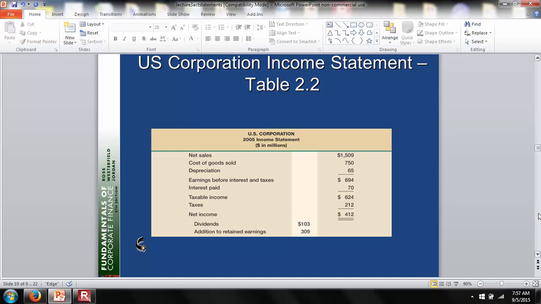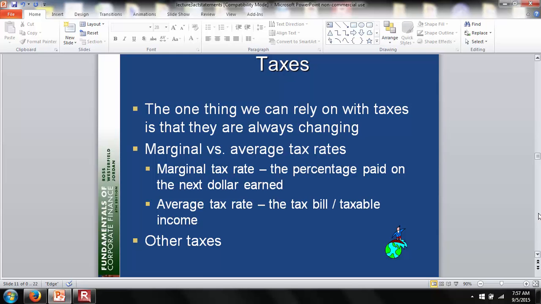So sometimes people refer to that as the payout ratio. Out of the 412 million in earnings, 103 is being paid out as a dividend. So basically here we are saying that 25 cents on the dollar is being paid out as a dividend, and 75 cents is being retained within the firm.